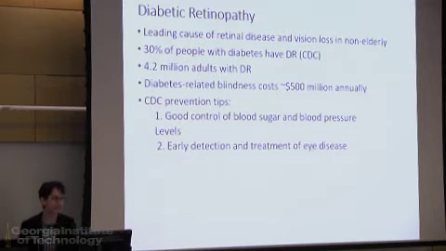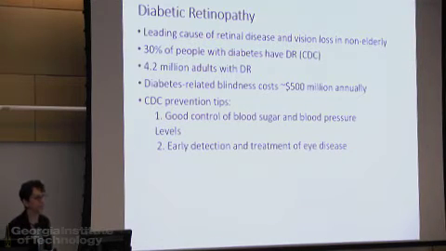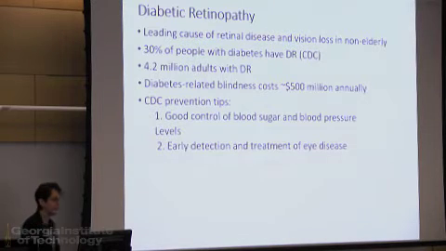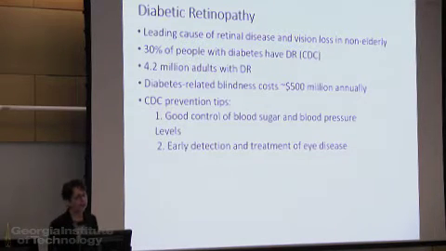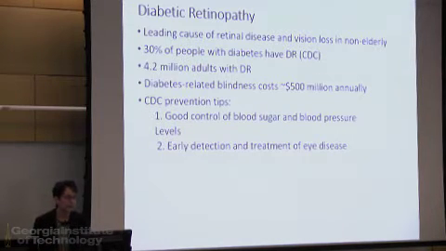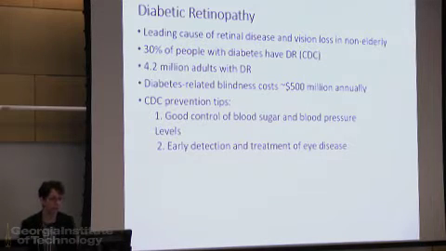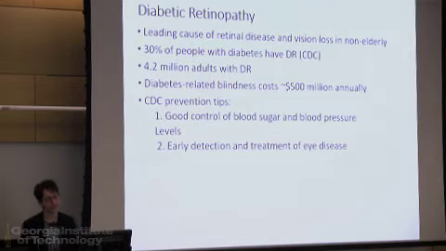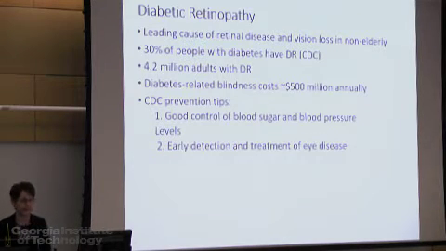Diabetic retinopathy is the leading cause of retinal disease and vision loss in the non-elderly, like people that are in their working ages. And about 30% of people that have diabetes have diabetic retinopathy. That's about 4.2 million adults that actually have diabetic retinopathy. Now, there's a lot of cost associated with this, and it's estimated about 500 million annually.